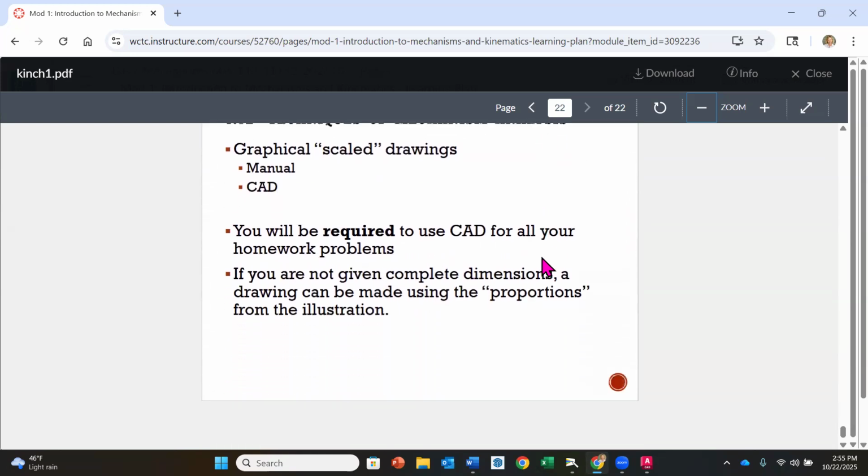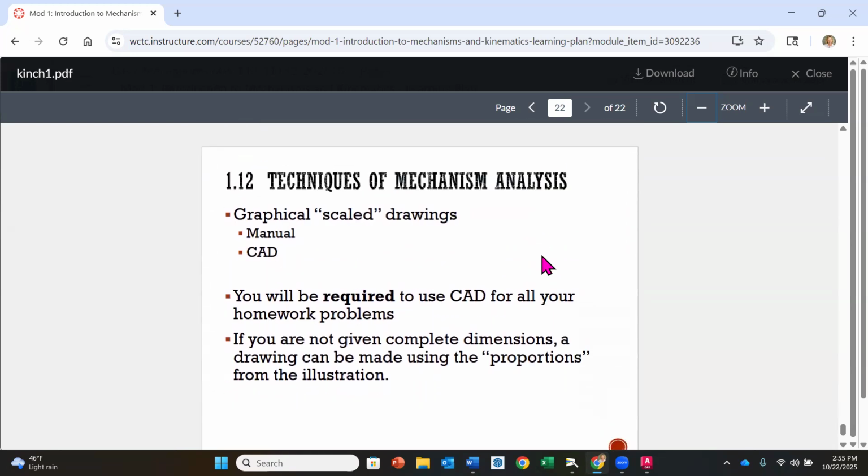Now, as we look at our last slide here, this talks about the techniques of mechanism analysis. So when we look at representing from here on out, you're not going to have to do sketches for me unless it's for your purposes to kind of organize your thoughts. But what you're going to be handing in for me is always going to be the CAD diagrams.